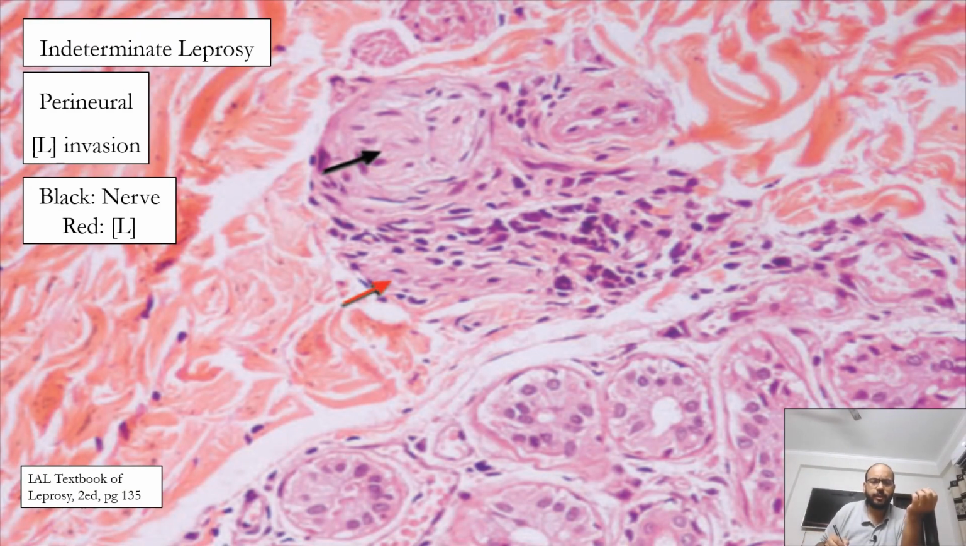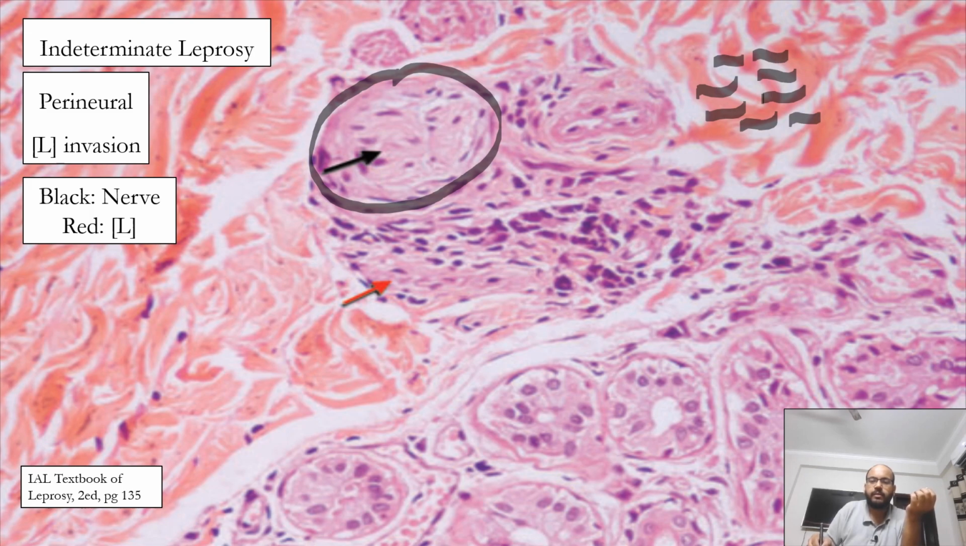So look at this histopathology. Okay, this I've taken from the IL textbook on leprosy, and you will see that this is a nerve. Okay, can you appreciate the waviness of the neural tissue? Go back to the lecture on histology of dermis where we discuss how a nerve looks under a microscope. So look at this wavy nature of the nerve. Okay, and around the nerve with the arrow, you can easily see lymphocytic infiltrate.